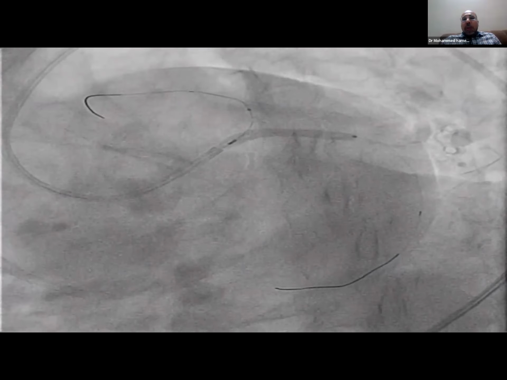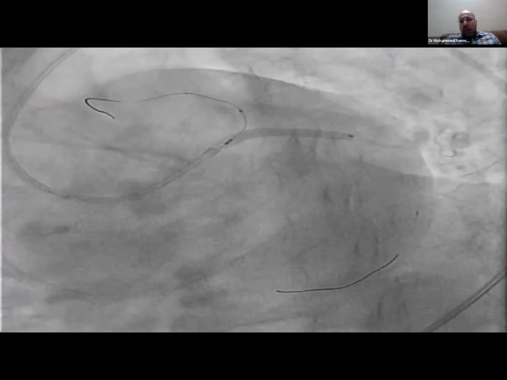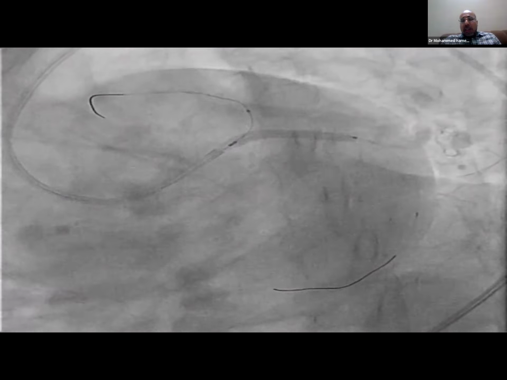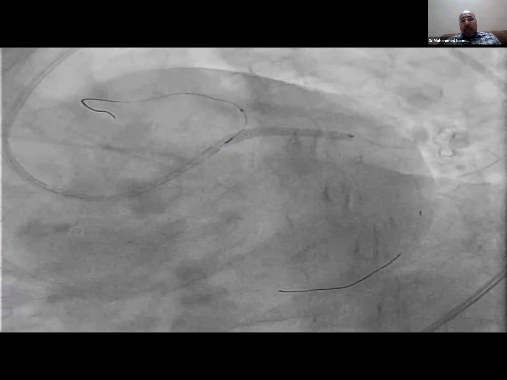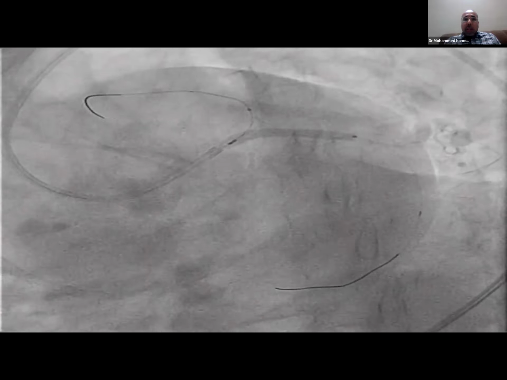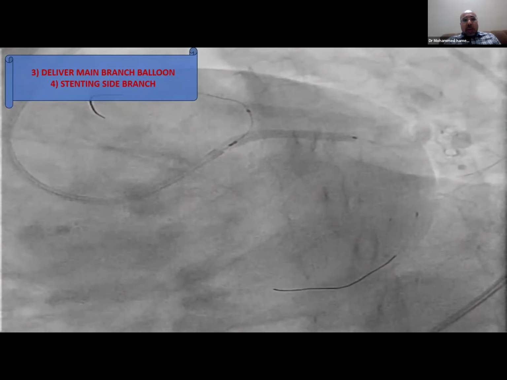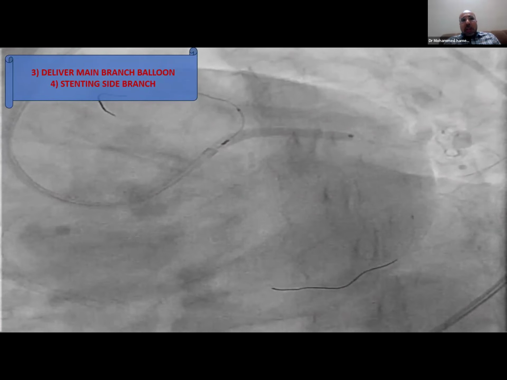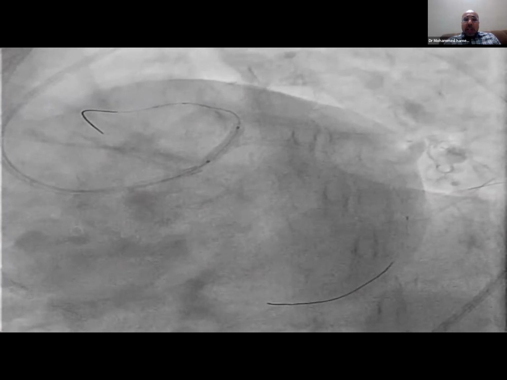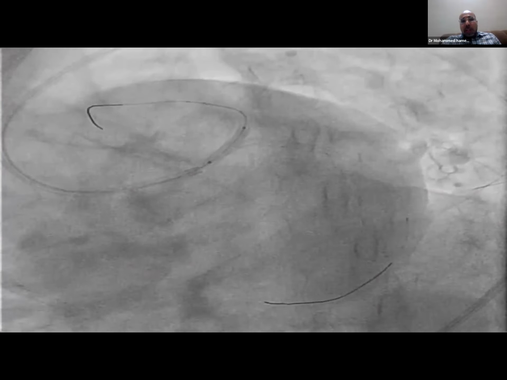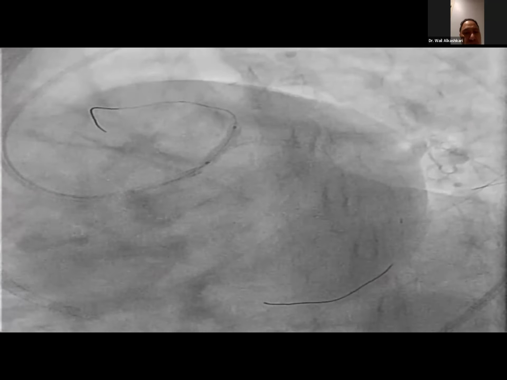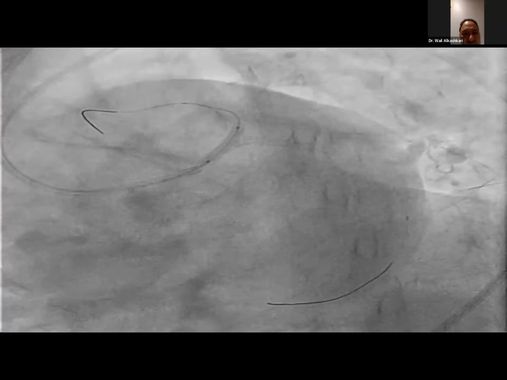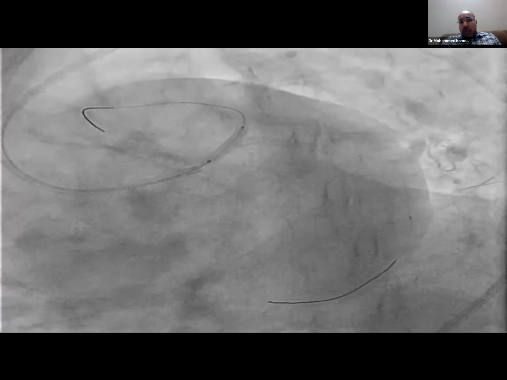Then we put Nagomi stent 3.0 by 24 in the side branch, preparing 1-to-1 size balloon, NC balloon, in the LAD for crushing. And this is the third and fourth step. We did stenting to side branch and we delivered the balloon for crushing. Then we did the crushing by this NC balloon. What was the size of the balloon you crushed the stent with? It's 3.0 NC balloon, 3.0 NC.